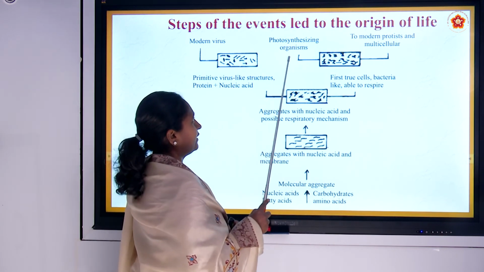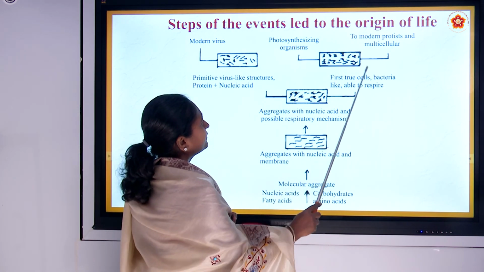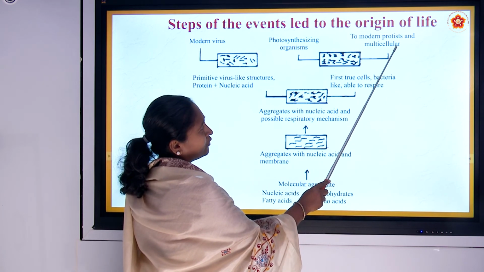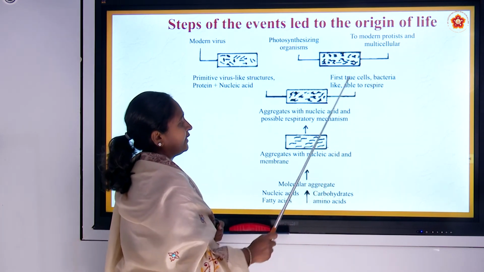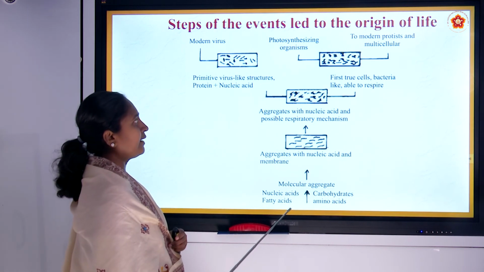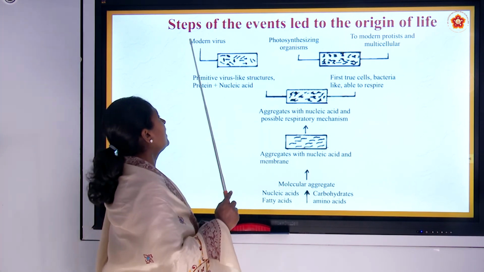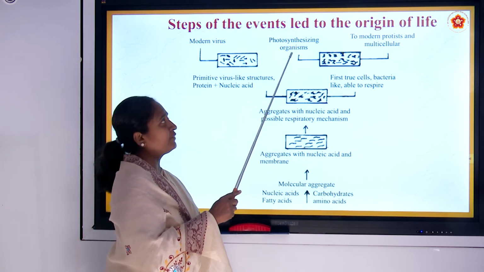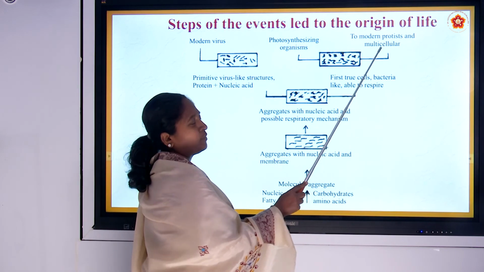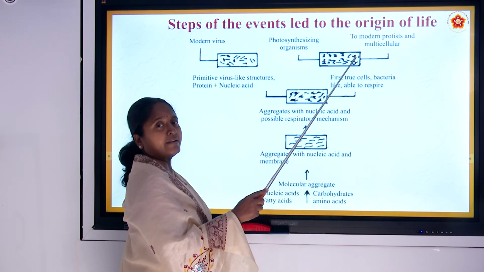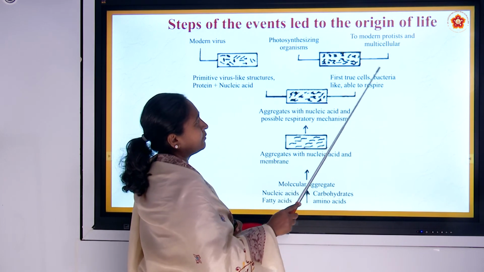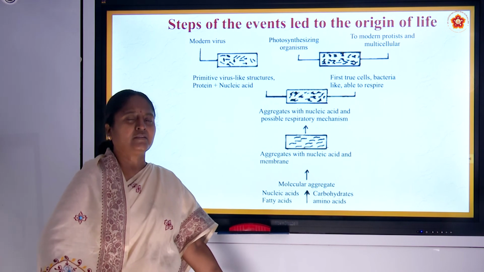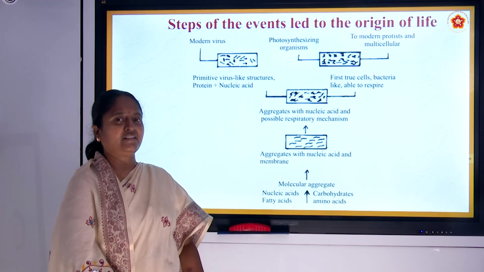And then from this heterotrophic nature, we can see all the protists, all the multicellular animals, everything started originating. So from a simple organic compound, how complex structures like the modern virus, photosynthesizing organisms, algae, plants, everything, and then the protists, the smaller invertebrates, chordates, all those organisms, and also some of the bacteria, everything started originating from the simple organic compounds we have studied in this chapter.